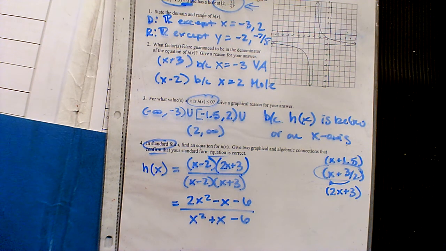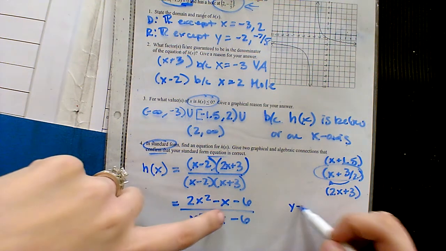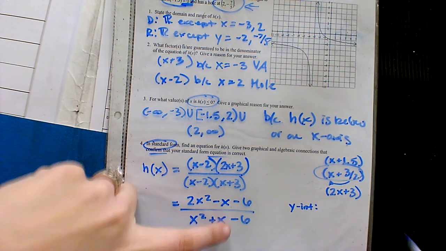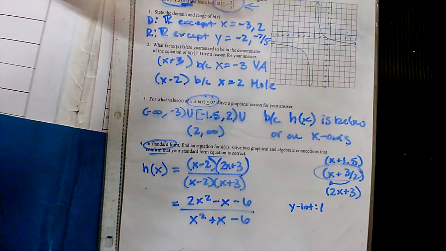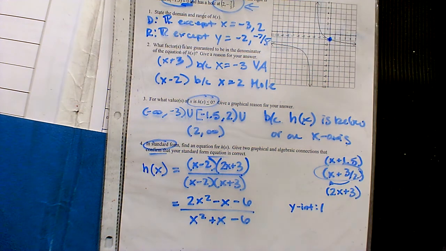Can we double check it? What are some other things we can analyze? What do you think, Erica? Y-intercept. So what is our y-intercept based off of this? 1, okay? What's the y-intercept based off the graph? -1. Uh-oh. Yeah. Okay, that's an issue.